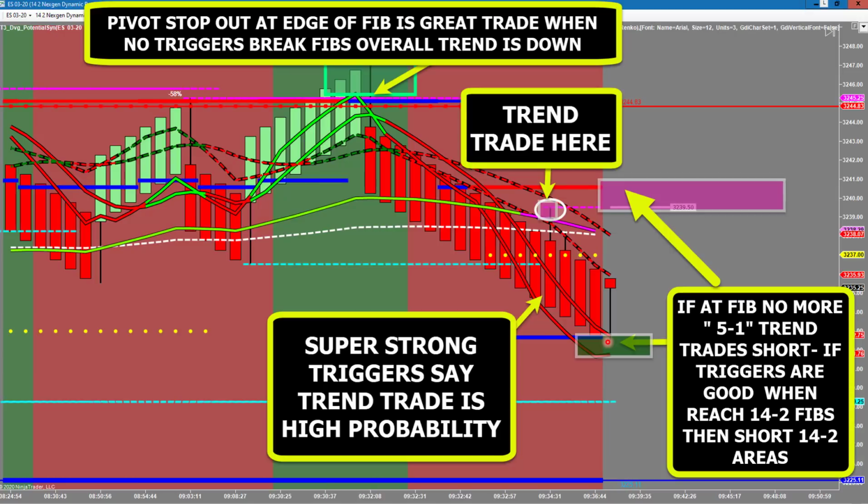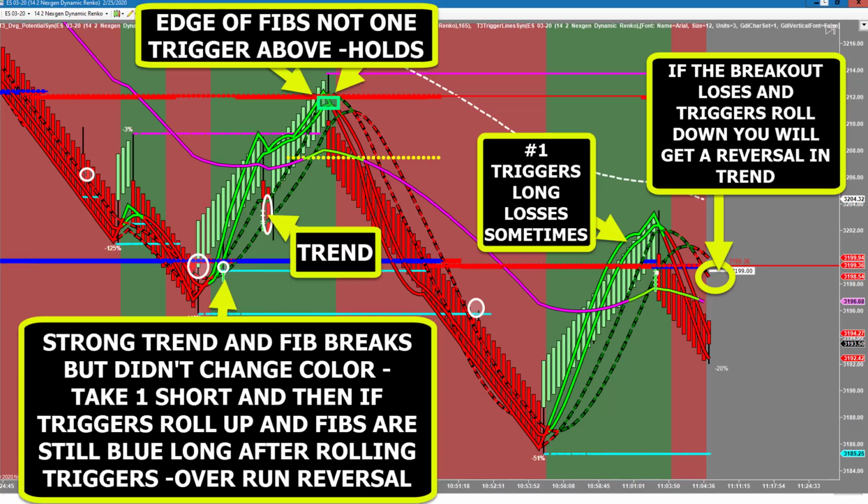And then when you get to a fib, if the triggers don't really break through, you have to wait for either the fib to break or the triggers to roll over. Same thing. Fibs, wait for the triggers to agree. If you get to the fibs and the triggers are inside, it may hold.